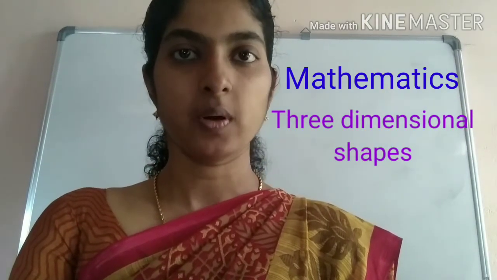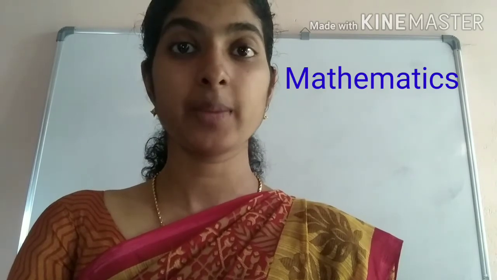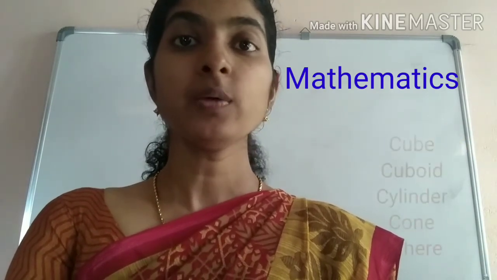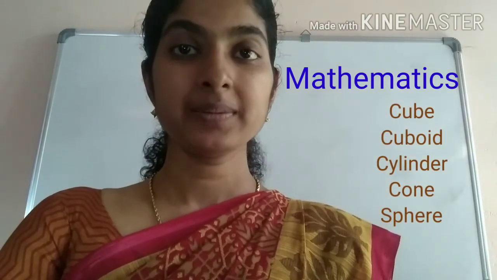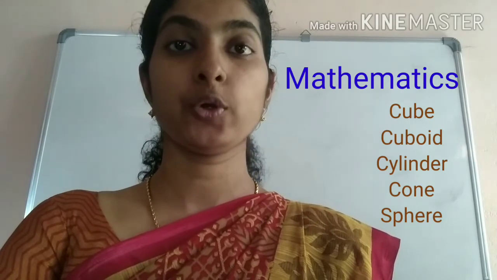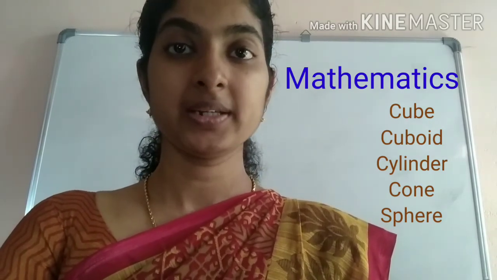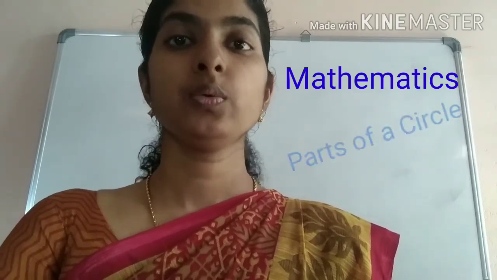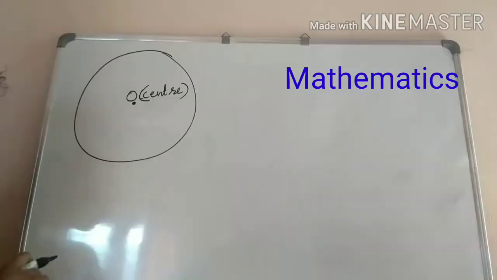In the last class, we have studied three-dimensional shapes or 3D shapes. Another name of 3D shape is solid shape. The five three-dimensional shapes we have studied are: cube, cuboid, cone, cylinder, sphere. Now we are going to discuss parts of a circle.